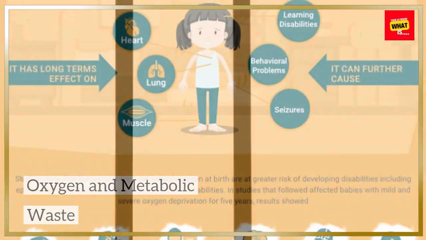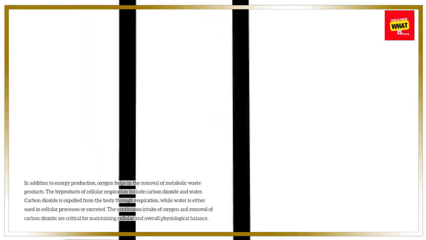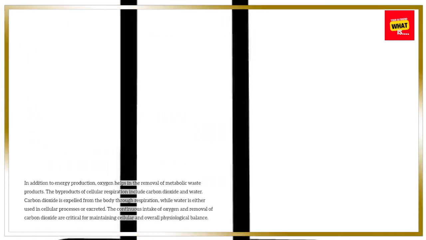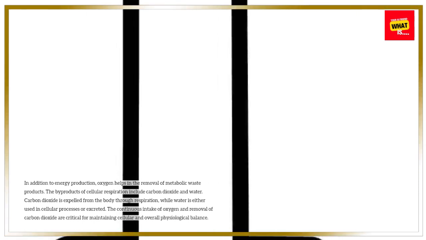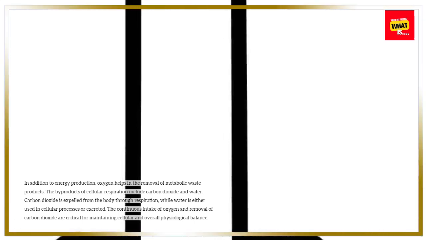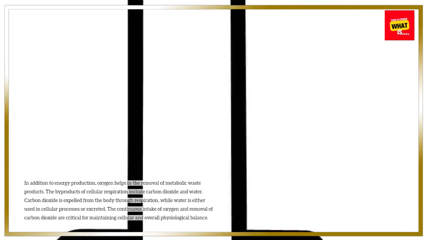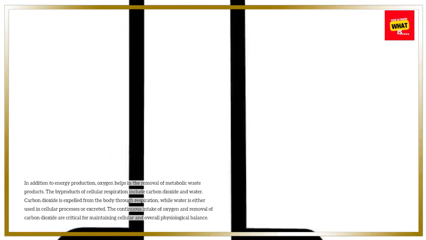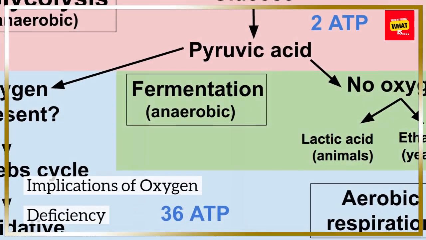Oxygen and metabolic waste. In addition to energy production, oxygen helps in the removal of metabolic waste products. The byproducts of cellular respiration include carbon dioxide and water. Carbon dioxide is expelled from the body through respiration, while water is either used in cellular processes or excreted. The continuous intake of oxygen and removal of carbon dioxide are critical for maintaining cellular and overall physiological balance.